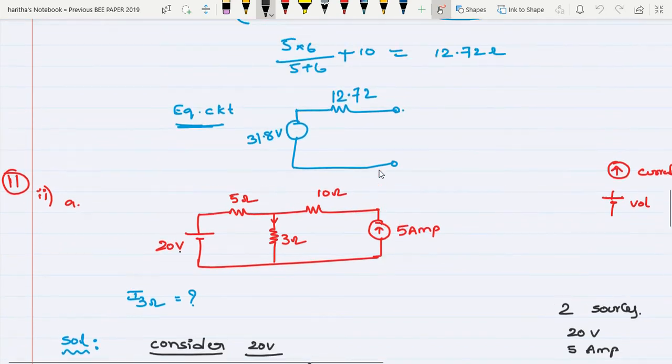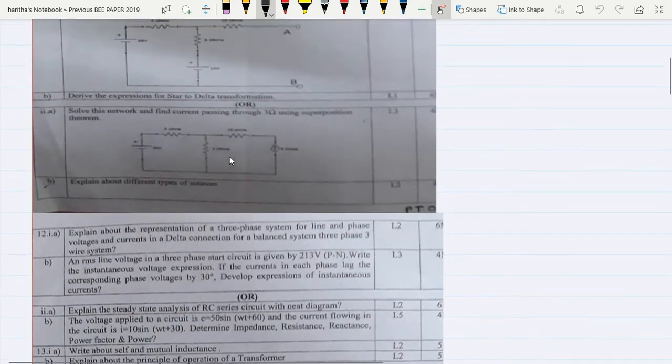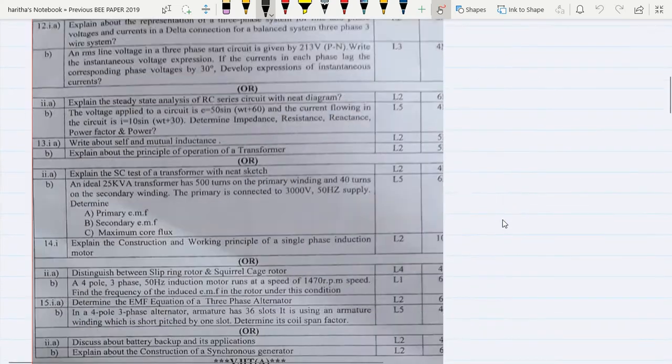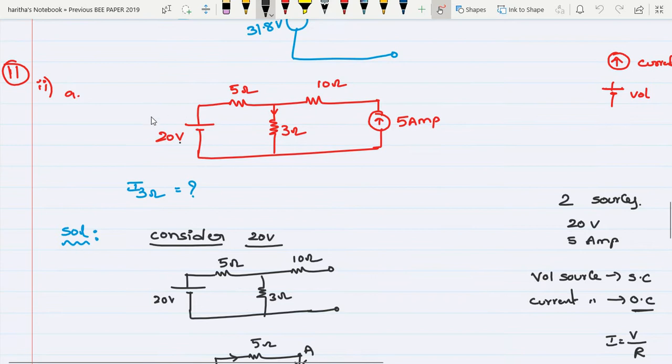In the next question, so in the 11th, this is the first question, that is Thevenin's equivalent circuit, and second question is find the current passing through 3 ohm using superposition theorem. This is the circuit given and you have to find out the current passing through the 3 ohm resistor. So as it is not clear, I draw this network here.